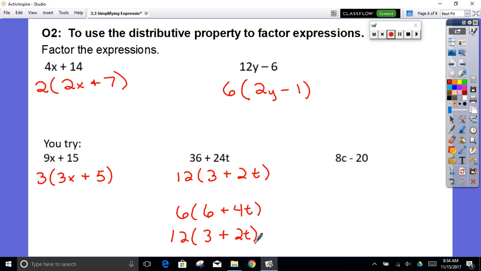Pat, next one. I did 4. Good. And then 2c minus 5. Good. Okay, any questions about these?